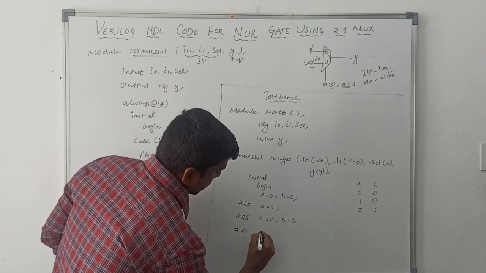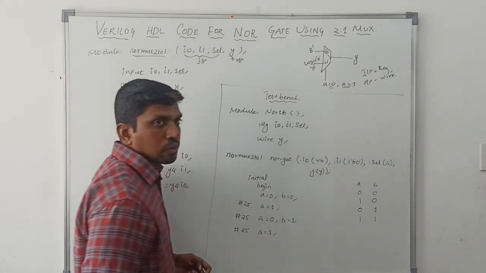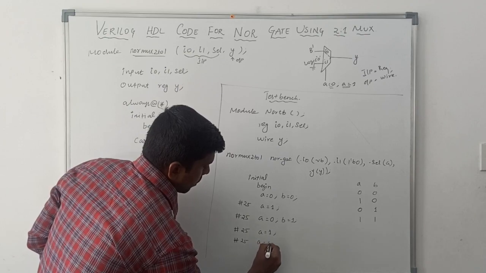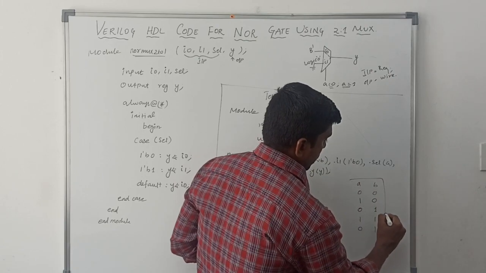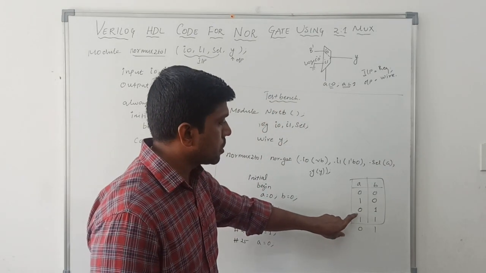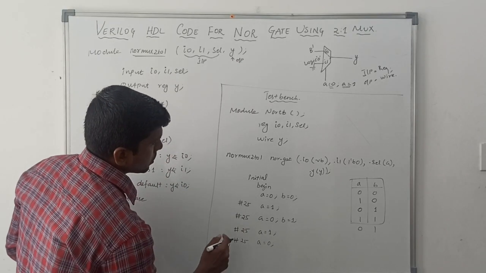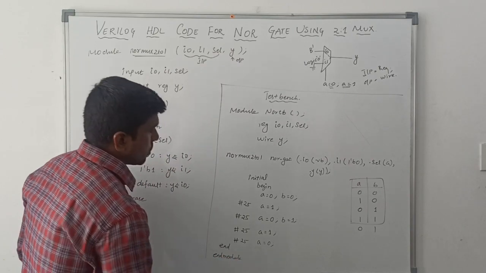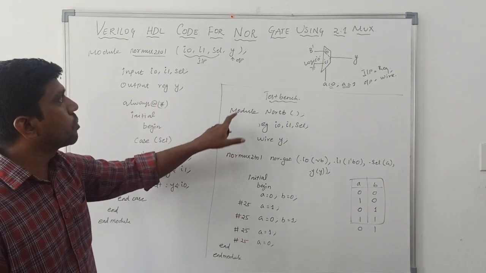Then after 25 nanoseconds, A value goes to 1 and B value is 1, so it maintains as it is. Then after 25 nanoseconds, A value goes to 0 and B value is 1. So these two input variables make 4 combinations of inputs: 0 0, 1 0, 0 1, 1 1. Then end, which closes the begin. Finally end module. So this is the simple way to write Verilog HDL code and Testbench code for the NOR gate using a 2:1 mux.